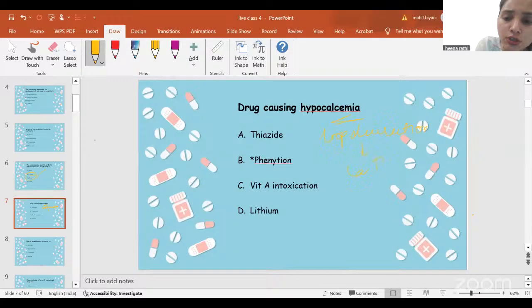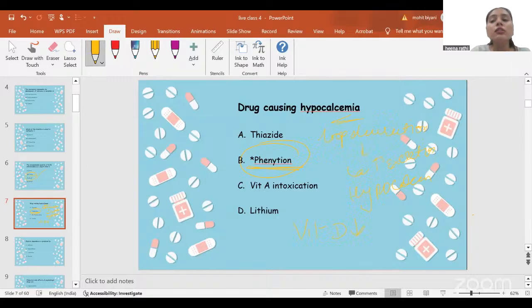When the calcium excretion is increased, it means there is hypocalcemia. Similar effect is seen with phenytoin. What is phenytoin? Phenytoin is the anti-epileptic drug, and it also reduces the calcium metabolism, because it has effects on vitamin D metabolism, vitamin D absorption. When the vitamin D is less absorbed, then the calcium is also decreased in the body. So hypocalcemia is produced by the phenytoin.